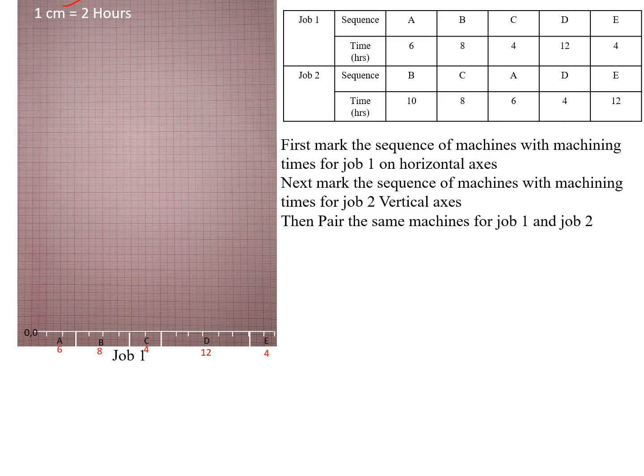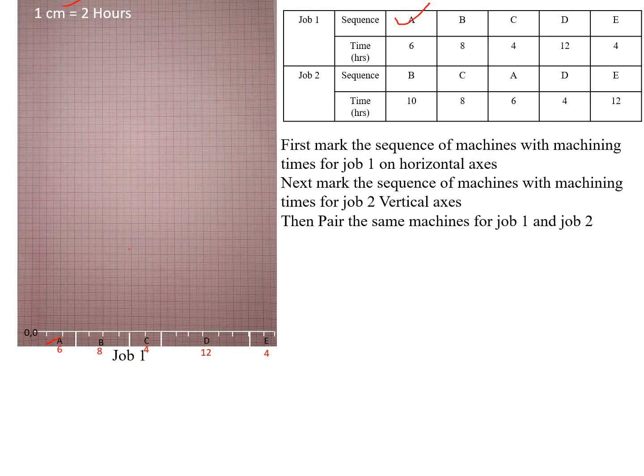Next, mark the sequence of machines with machining times. The sequence of machines for job 1 is A, B, C, D, E, and the machining time for machine A is 6 hours. So first we place the machines in the order of the sequence for job 1. The first one is machine A. We mark machine A with the machining time of 6 hours. Since 1 centimeter equals 2 hours, machine A takes 3 centimeters.